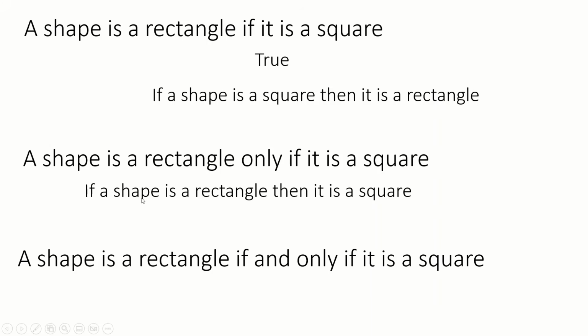We don't swap them over, of course. If a shape is a rectangle, then it's a square. We swap them over from here. Keep getting that wrong. But anyway, we don't swap them over for any if. This is not true, right?